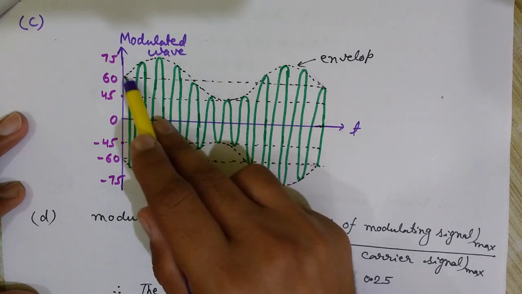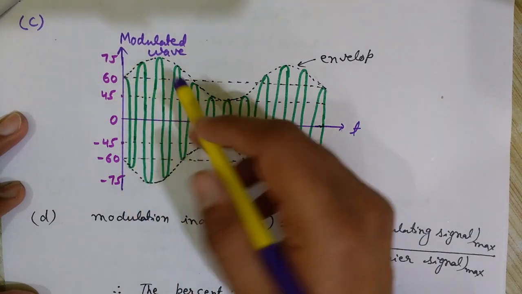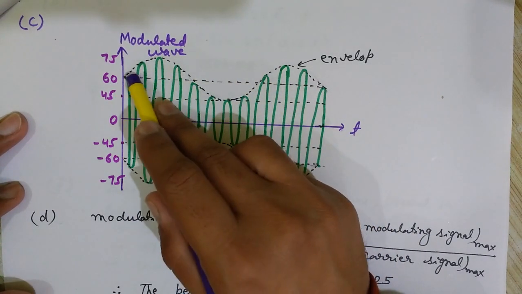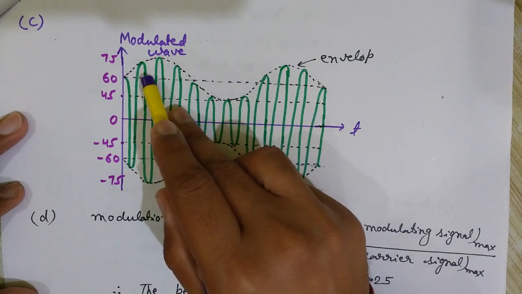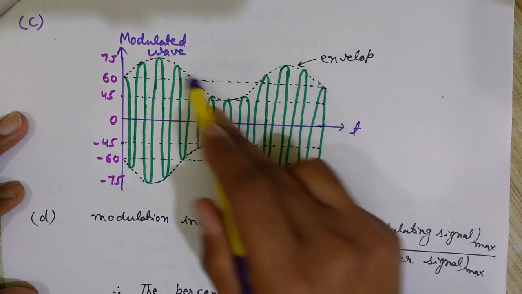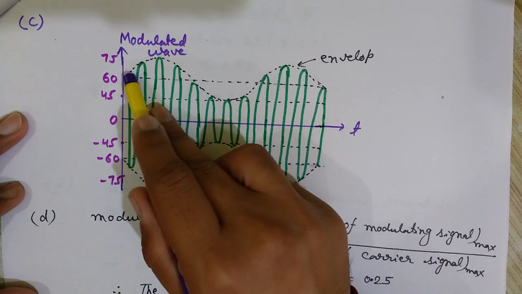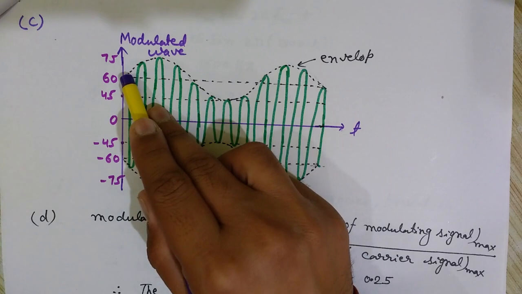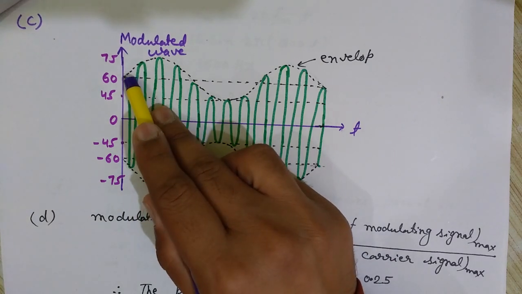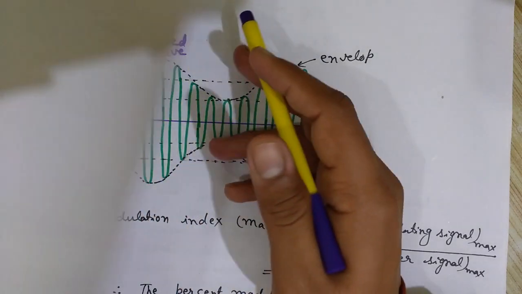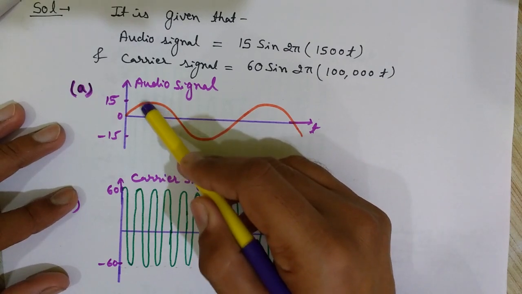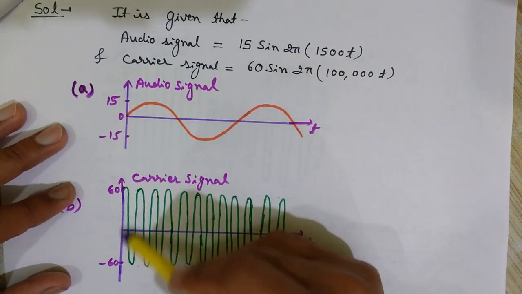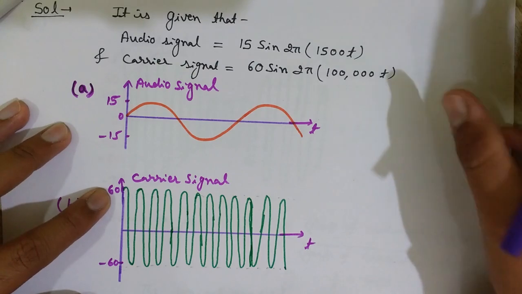So to draw this, you look at this, that this is the peak value when we draw the modulated signal. First draw this dotted line, and it is the 60, the amplitude of the carrier wave, the peak value of the carrier wave. Look at this, 60 was the amplitude of the carrier wave, and 15 is the amplitude of this message signal, and 60 is that of the carrier signal.